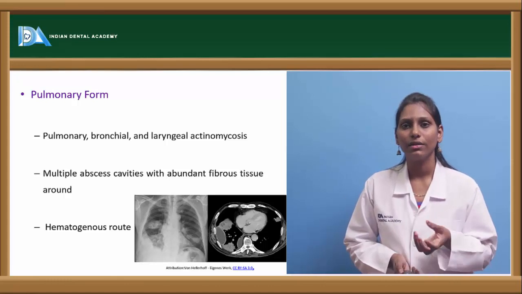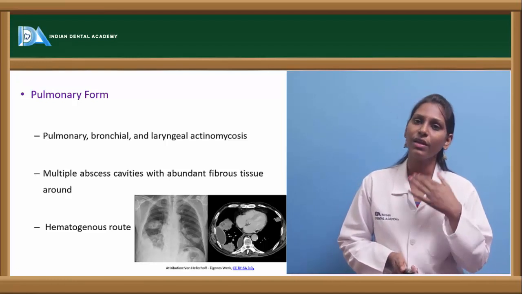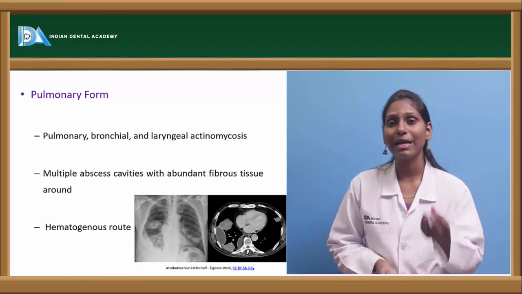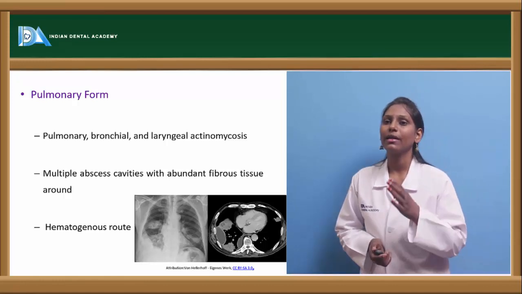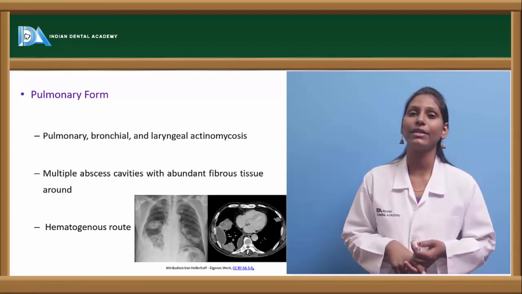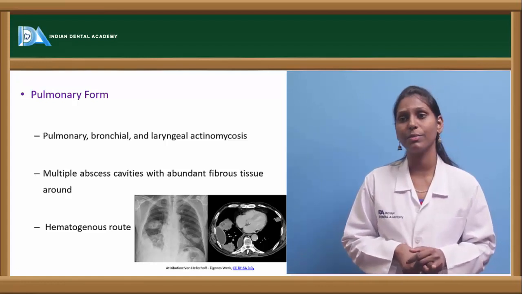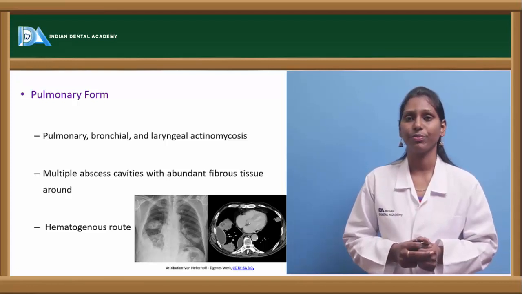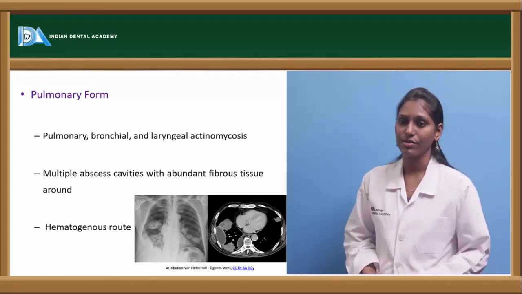Then the third common form is the pulmonary or lung form, where it can be direct extension from the neck, cervicofacial region downwards, or from the abdomen upwards. It can also be because of aspiration of the fungus into the lungs. It includes actinomycosis of the pulmonary, bronchial, and laryngeal regions. Here we see multiple abscess cavities surrounded by abundant fibrous tissue. This is again the characteristic feature, and usually they spread by the hematogenous route.